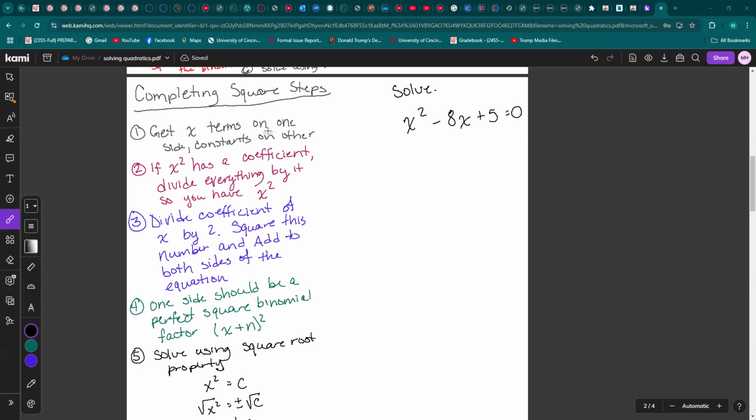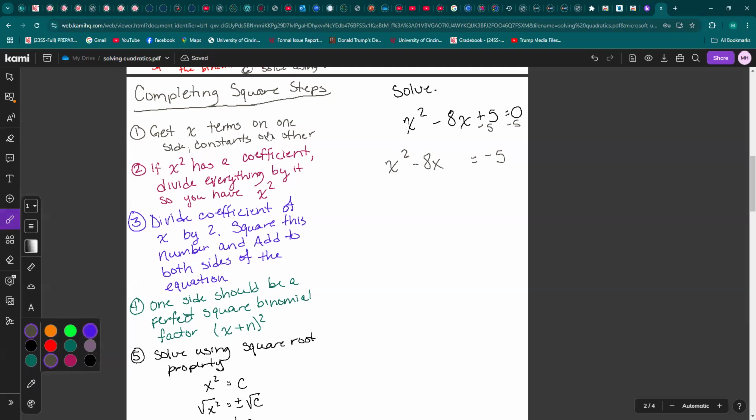So we have a new problem, and the problem is to solve x squared minus 8x plus 5 equals 0. My first step is to get the 5 to the other side. So the problem I'm really working with is x squared minus 8x equals negative 5. So I'm just going to subtract 5 from both sides. All right, so then I don't have a coefficient on the x squared. We will see that on another problem.